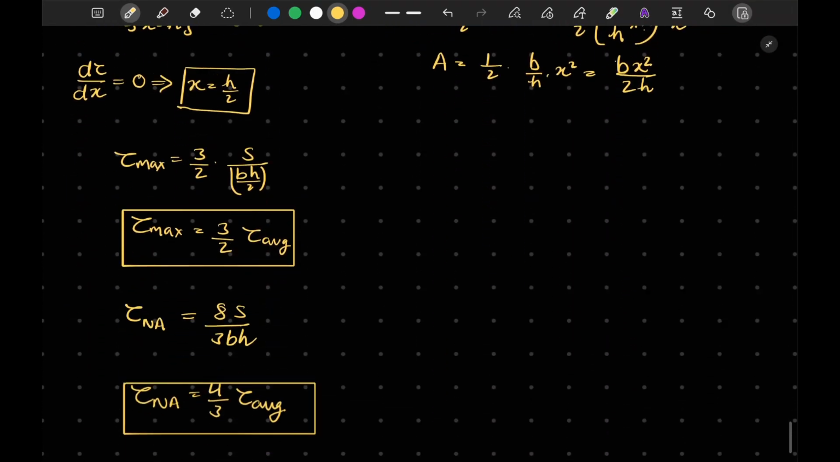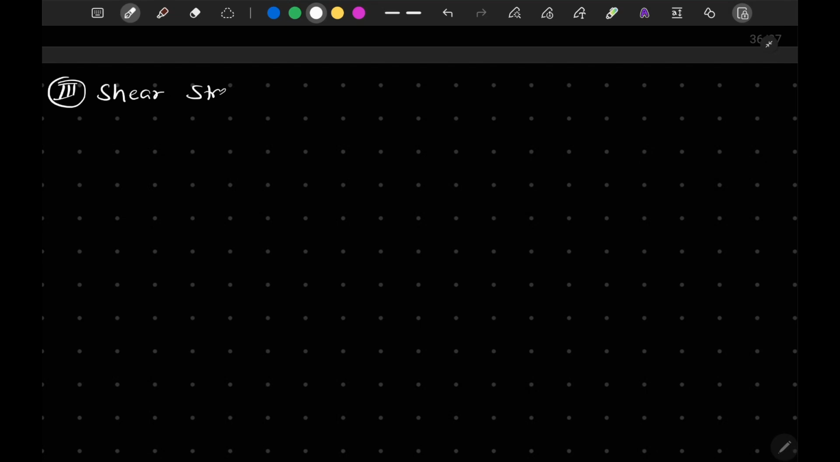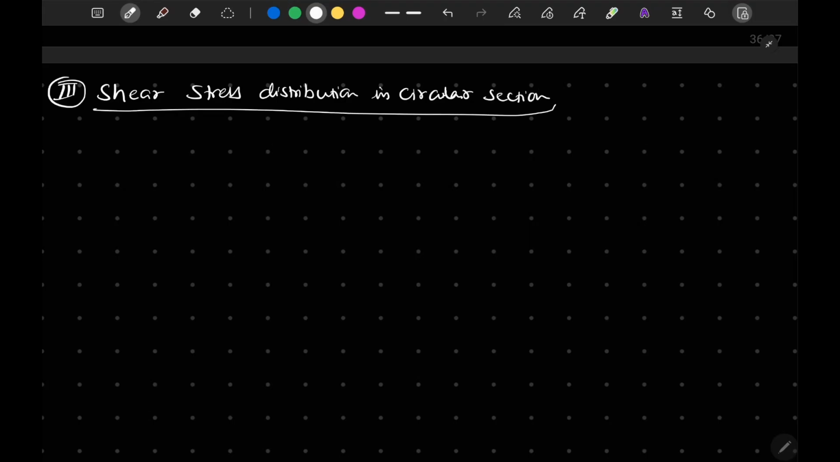so we will move to our next section that we generally go through in our studies, that is the circular section. So third is shear stress distribution in circular section. Okay, so let's consider a circular section. So this is our circular section.